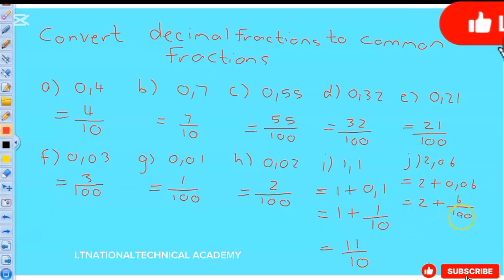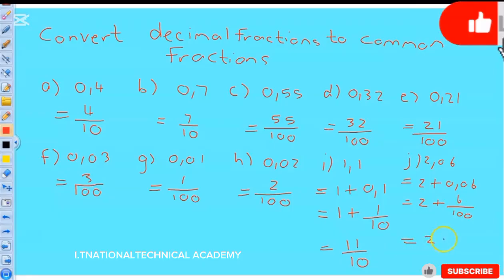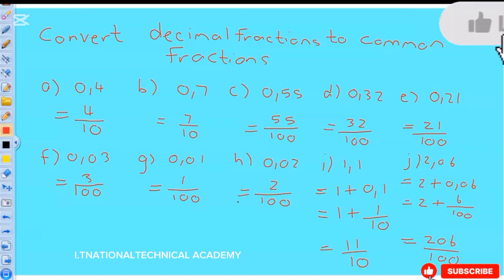And therefore, this can be written as a mixed fraction. 2 times 100 is 200 plus 6, and that's 206 over 100. Okay, there we have A to J.